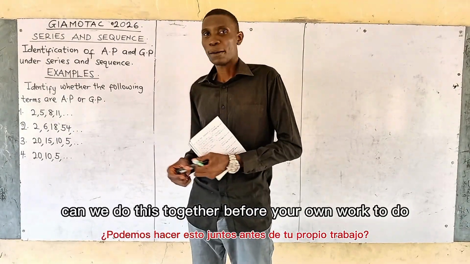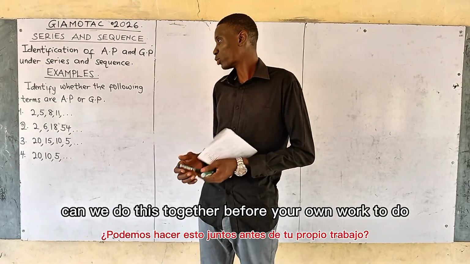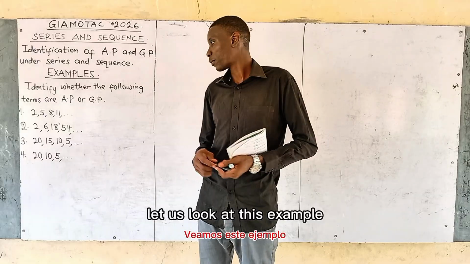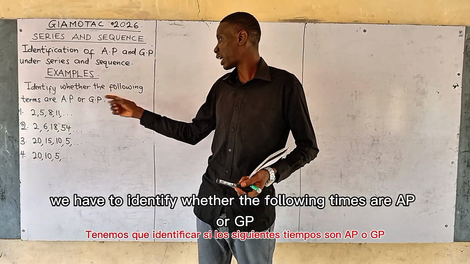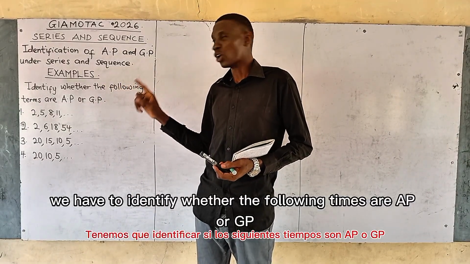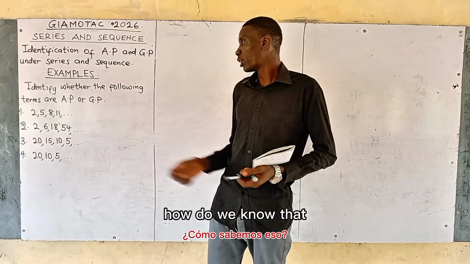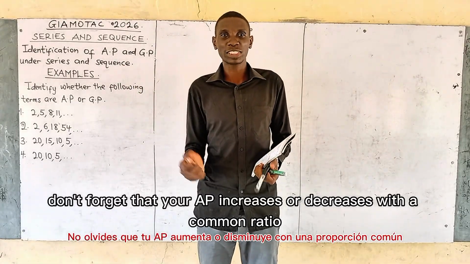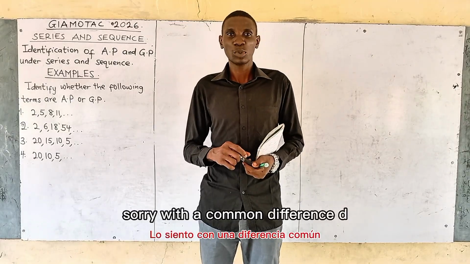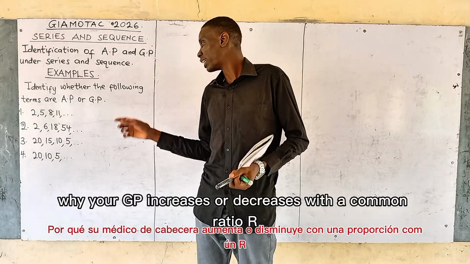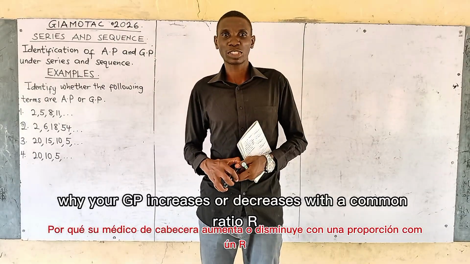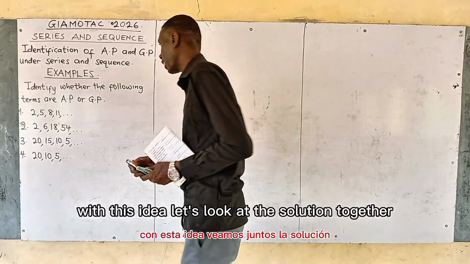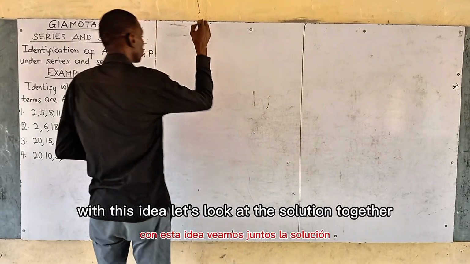Can we do this together before your own work to do? Let us look at this example. We have to identify whether the following terms are AP or GP. How do we know that? Don't forget that your AP increases or decreases with a common difference D, while your GP increases or decreases with a common ratio R. In this idea, let's look at the solution together.